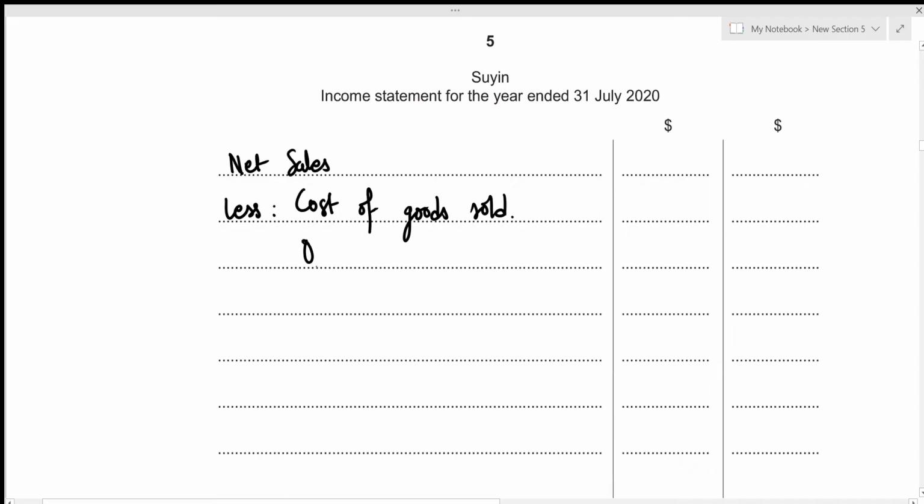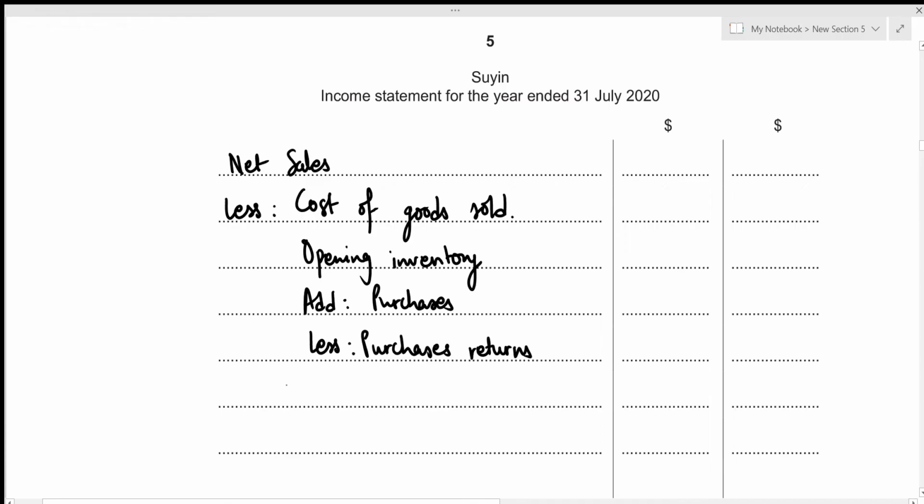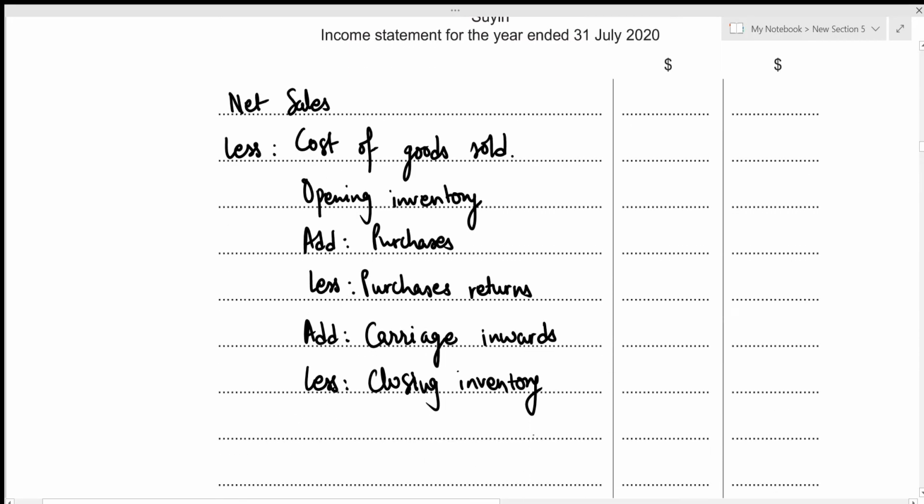So the first one is going to be opening inventory. Then we add purchases. Then we subtract purchases returns. Then we again add carriage inwards. And then we subtract closing inventory. So this is just the format for income statement. And after we subtract the cost of goods sold from net sales, we obtain gross profit. All right, let's just include the amounts for these headings first.